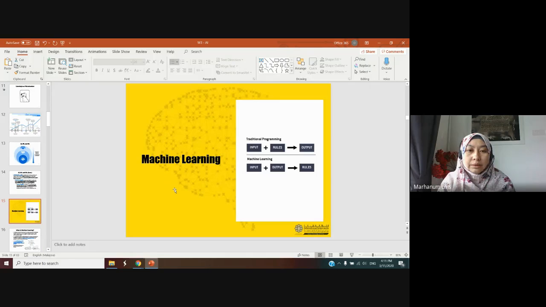Okay, so in traditional programming, the computer receives input and the rules provided by the programmer using an algorithm, and then produces output. But in machine learning, it actually receives input and output, and then generates the rules. They are the ones that generate the rules. Okay, they make an analysis and summary.